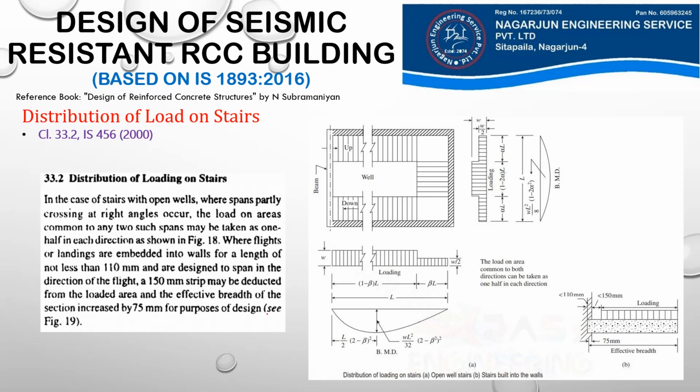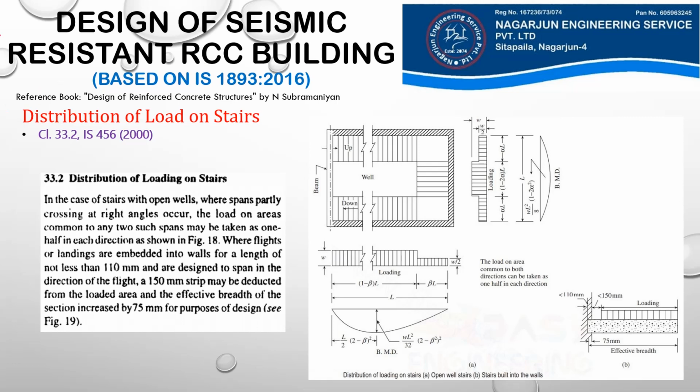And another important codal provision regarding the distribution of load on stairs is given in IS code 456 clause 33.2. So there are two important clauses in IS code for staircases. The previous one was in 33.1, where we talked about the effective span of our stairs, and in this 33.2 we have the distribution of load on stairs.